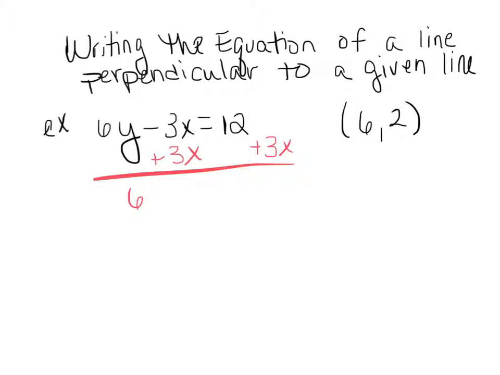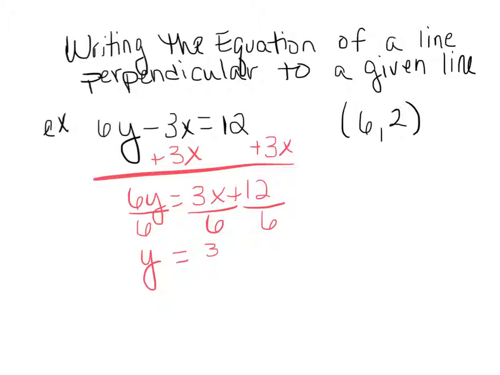So I get 6y equals 3x plus 12. And then I'm going to divide all the terms by 6 to get the y completely isolated by itself. So y is equal to 3 over 6, which is the same thing as 1/2 x plus 2.